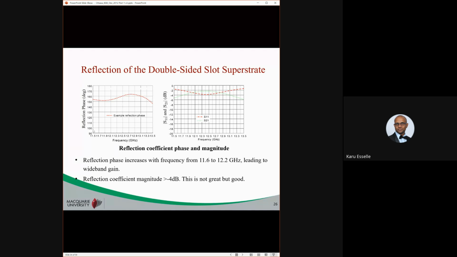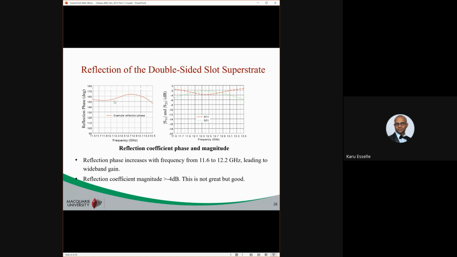So you can see the reflection phase versus frequency. In a normal partially reflecting surface or partially reflecting superstructure, it is like this. Reflection phase decreases with frequency. It's decreasing here, decreasing here. But you can see in this band of frequencies, it increases with frequency. Reflection phase increases with frequency from 11.6 to 12.2 gigahertz, leading to wideband gain in the antenna.